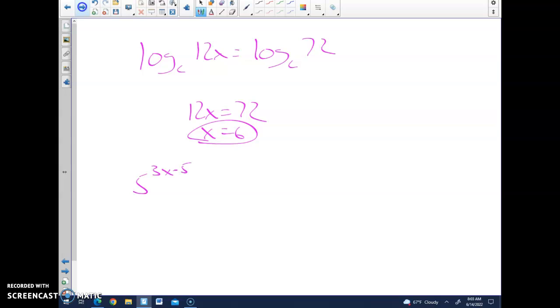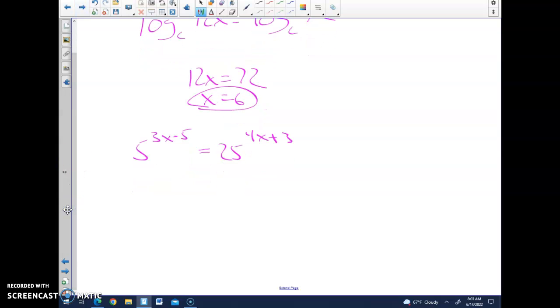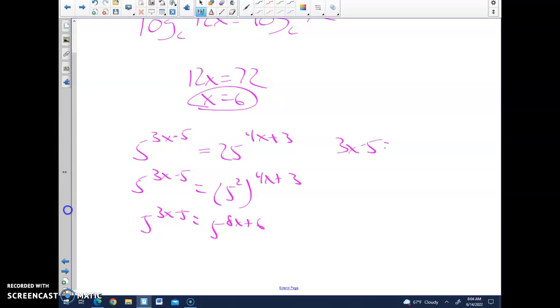5 to the 3x minus 5 equals 25 to the 4x plus 3. When we get to here, we've got to have similar bases. So I'm going to change that 25 to a 5 squared. And now I'm raising a power to a power. So 3x minus 5 equals 8x plus 6. We subtract 3x, we get 5x. We subtract 6, we get negative 11. And negative 11 over 5 equals x.